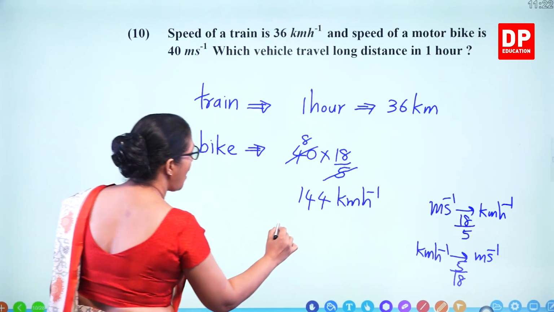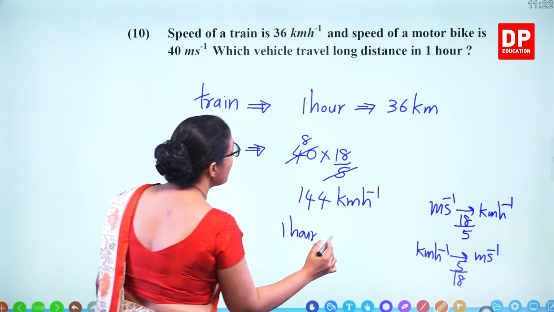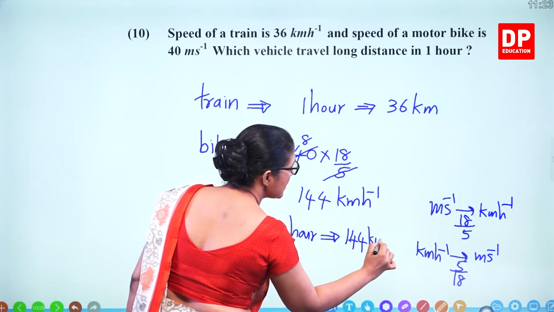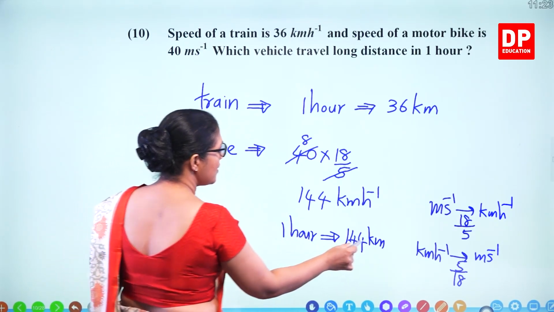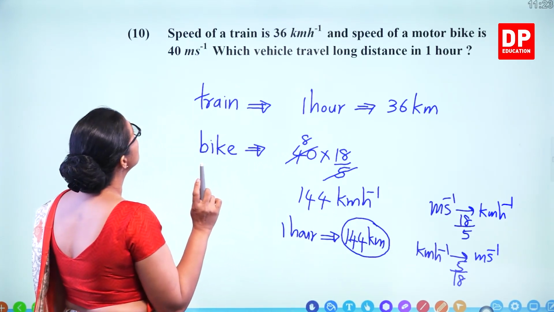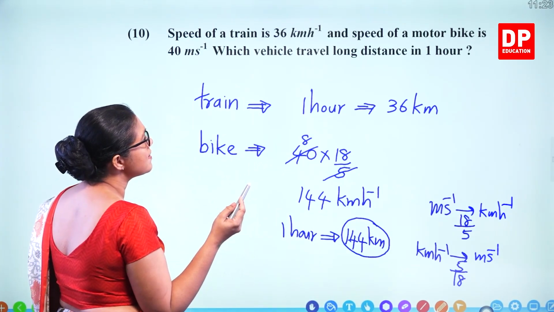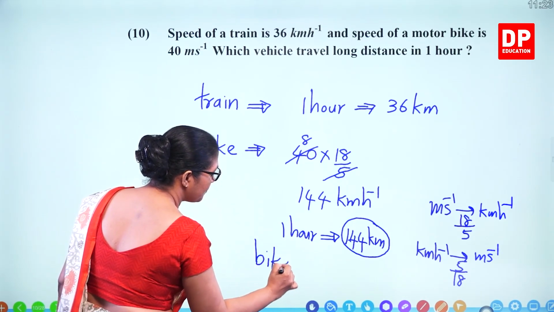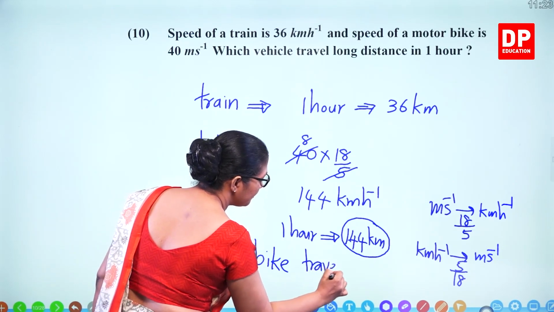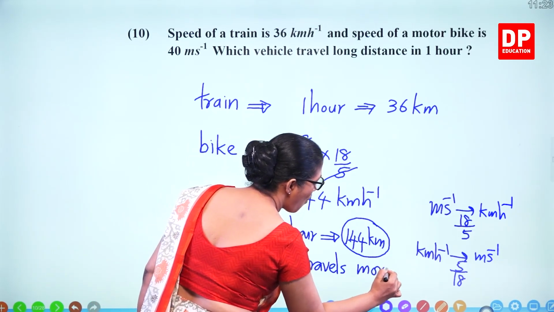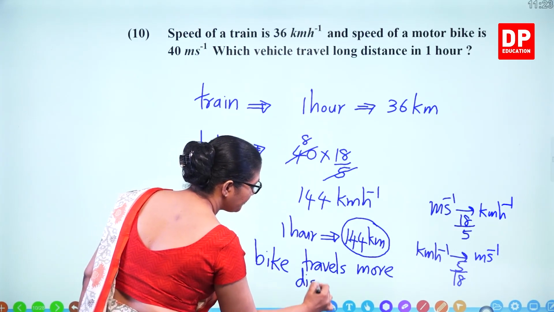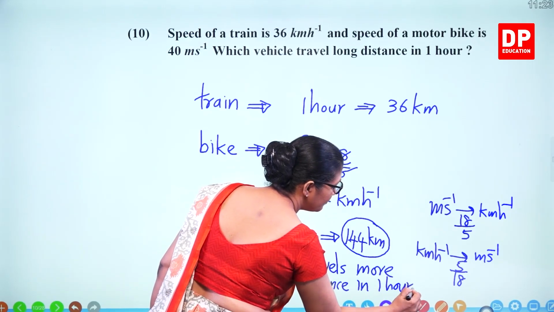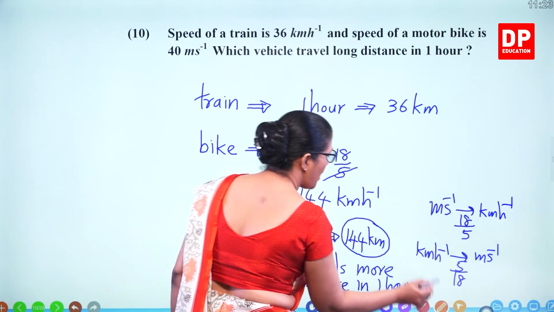So within 1 hour, what's the distance that the bike travels? 144 kilometers. So which one is the highest? This one. This is the highest. So they are asking which vehicle travels the longer distance in 1 hour? Bike. The bike travels more distance in 1 hour. So you get 2 marks for that.